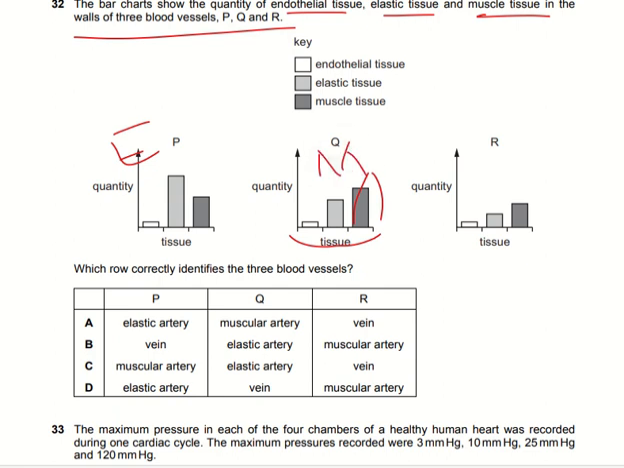And in the case of R, the muscle tissues are higher than the endothelial and elastic tissues. So it can be a vein. In a vein all are present, but the muscle tissues are always present in a greater amount. So we can say option A here is the right answer.